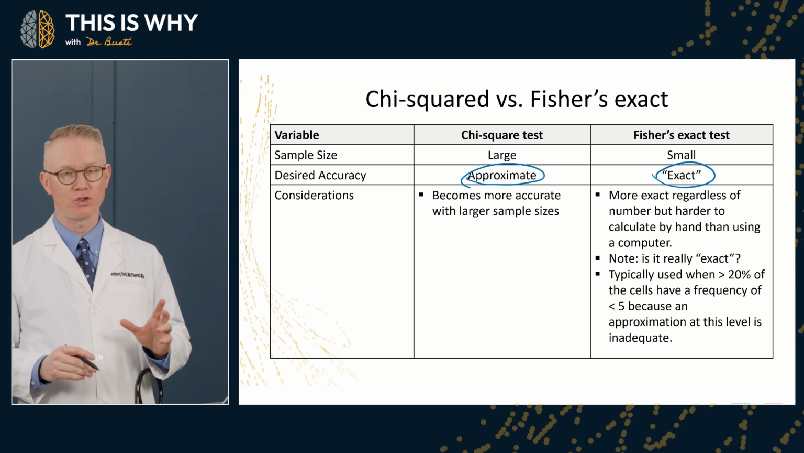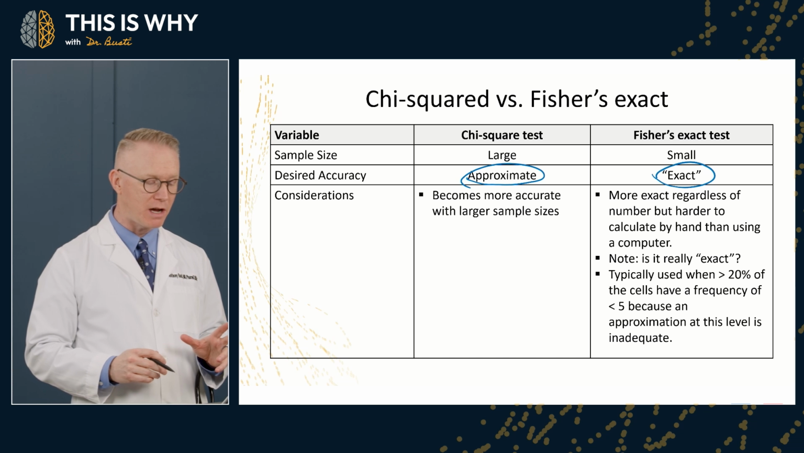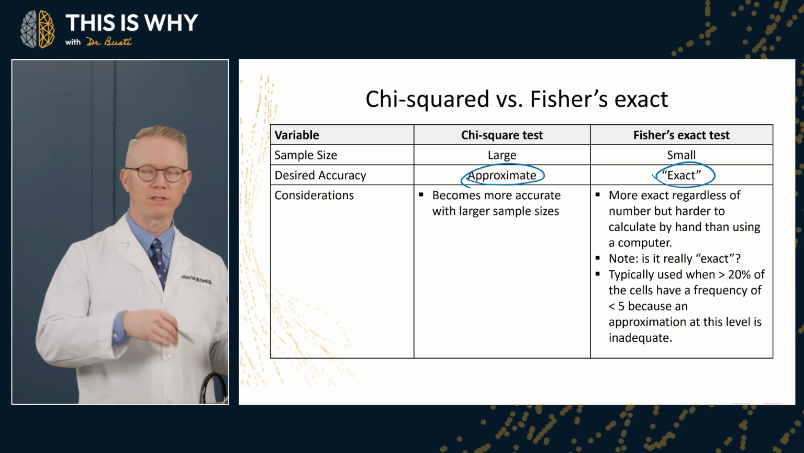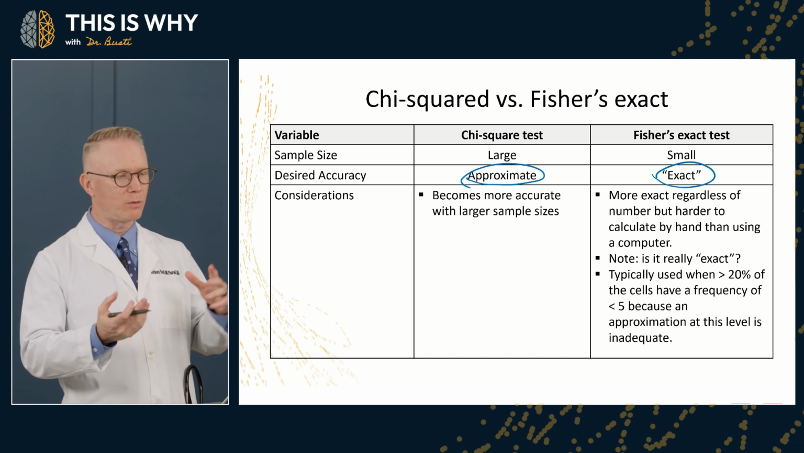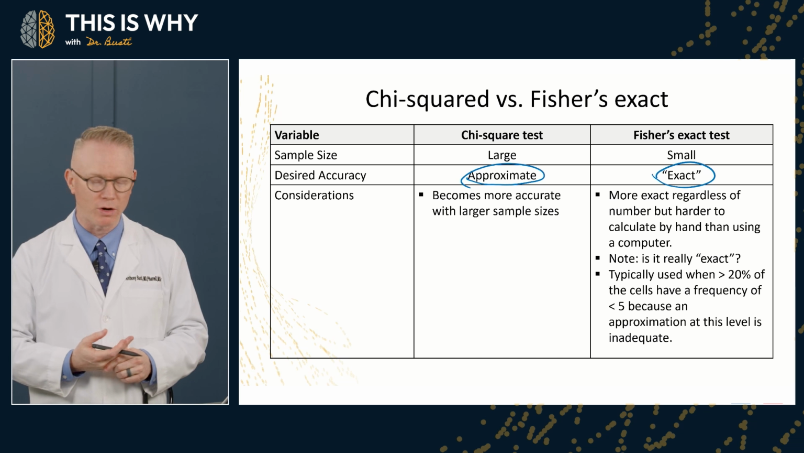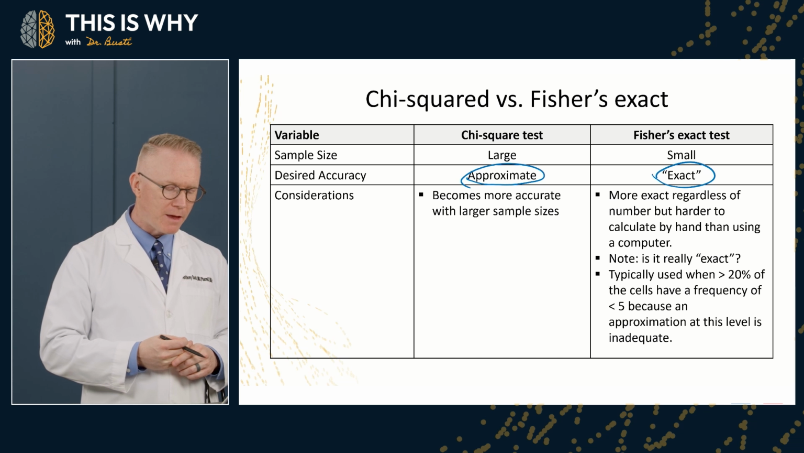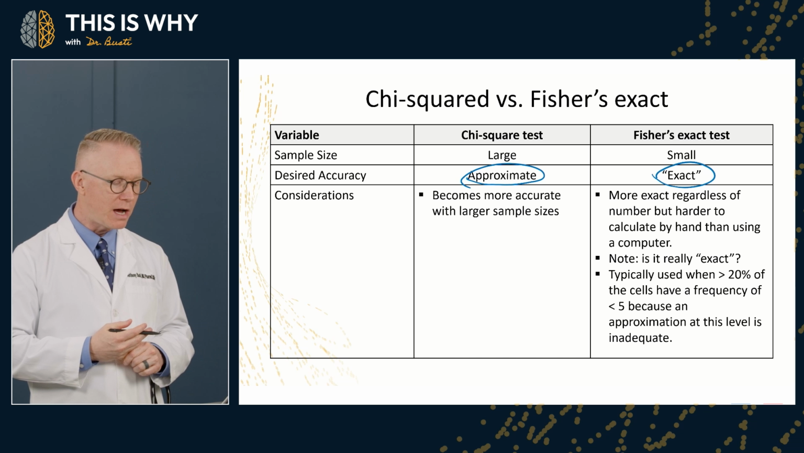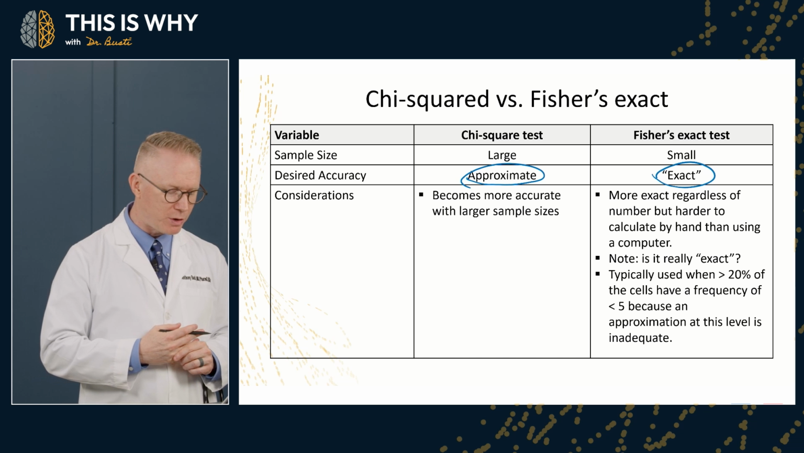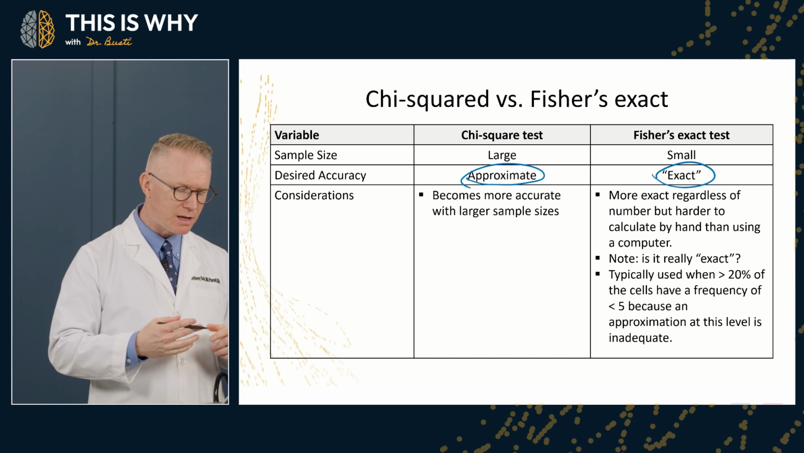Okay, and so it's best used for smaller sample sizes because it's more difficult and time-consuming to calculate, especially back in the old days, by hand, whereas now people can use a computer and do it very quickly. But if you want a more accurate, exact number, nowadays it's a little bit easier with computer programming. But is it really exact? We get close, but it's an approximation at this level.